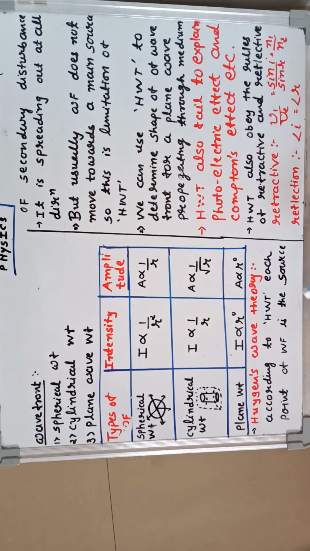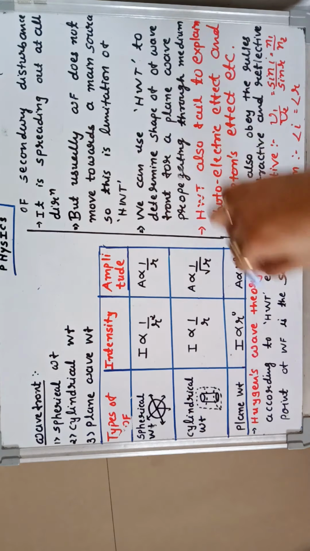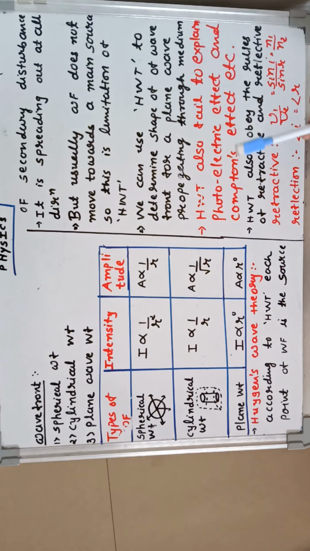After that, the plane wave is the most important. All are cylindrical wavefronts, but at a far distance, they are converted into the plane wave. The intensity of the plane wave is proportional to r to the power 0. It is free from distance, and amplitude is also free from distance. It does not depend on distance. So at a far distance, every wavefront is converted into the plane wave.